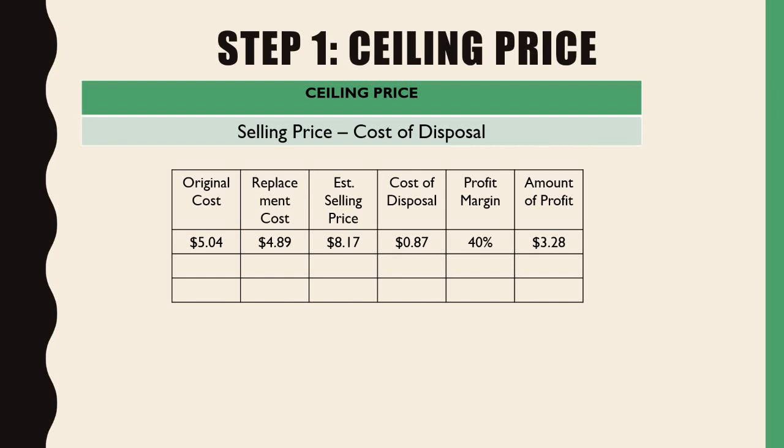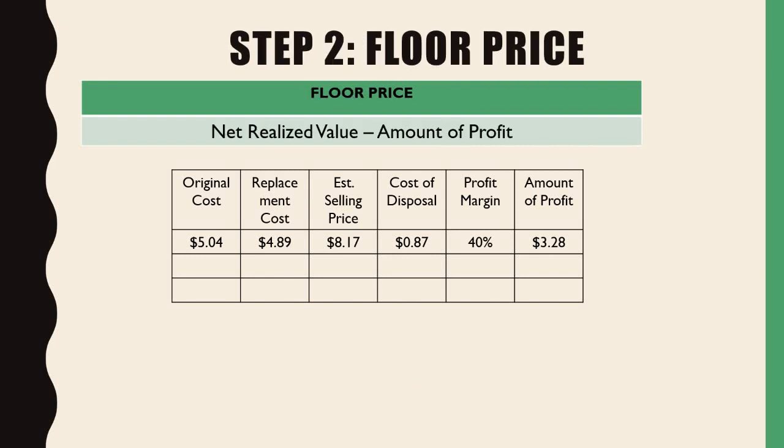Okay? So again, the ceiling price is going to be determined by your selling price minus the cost of disposal. So in this case, $8.17 is my selling price, and the cost of disposal is 87 cents. So by doing simple math, $8.17 minus 87 cents is going to give me $7.30. Okay? So that's my ceiling price, okay?